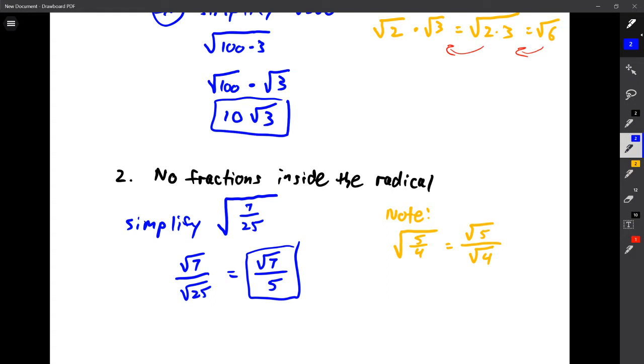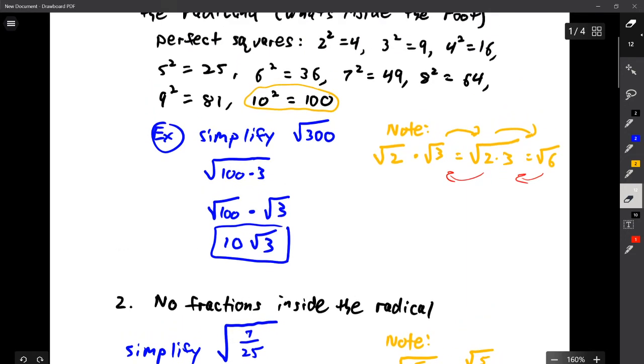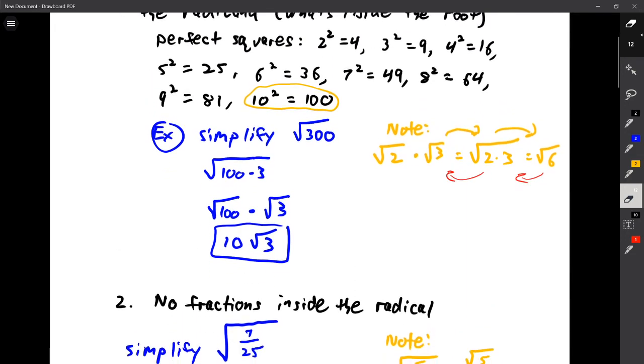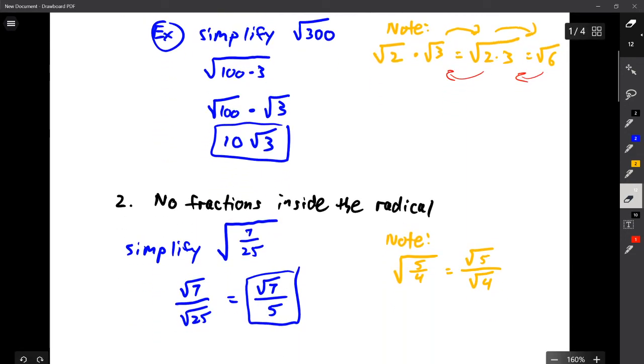Because rule number 2 was no fractions inside the radical. All right, well, we kind of accomplished that with our first step here. We got rid of a fraction being inside the radical. But then, according to rule number 1, we can't have any perfect squares left inside of the radical. And so doing the square root of 25, same thing as 5, that fixed it for rule number 1 as well. All right, so no fractions inside the radical.